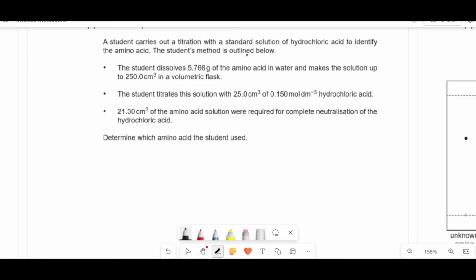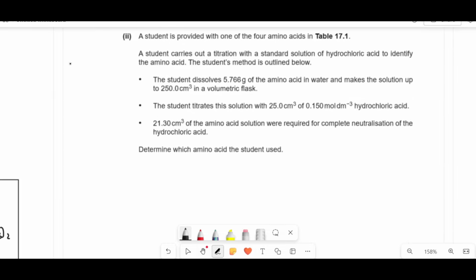Use it. Right? So what I mean by that is they've dissolved 5.766 grams of the amino acid in water and made it up to a solution. So from that, I'm taking that there's 5.766 grams of this mysterious amino acid in 250 centimeters cubed. Then the student titrates this solution with 25 centimeters cubed of this, right? So here they've taken some amount of this and then reacted it with 25 centimeters cubed of hydrochloric acid. So I know that I'm adding HCl plus this amino acid mixture, and it's 25 centimeters cubed of it.